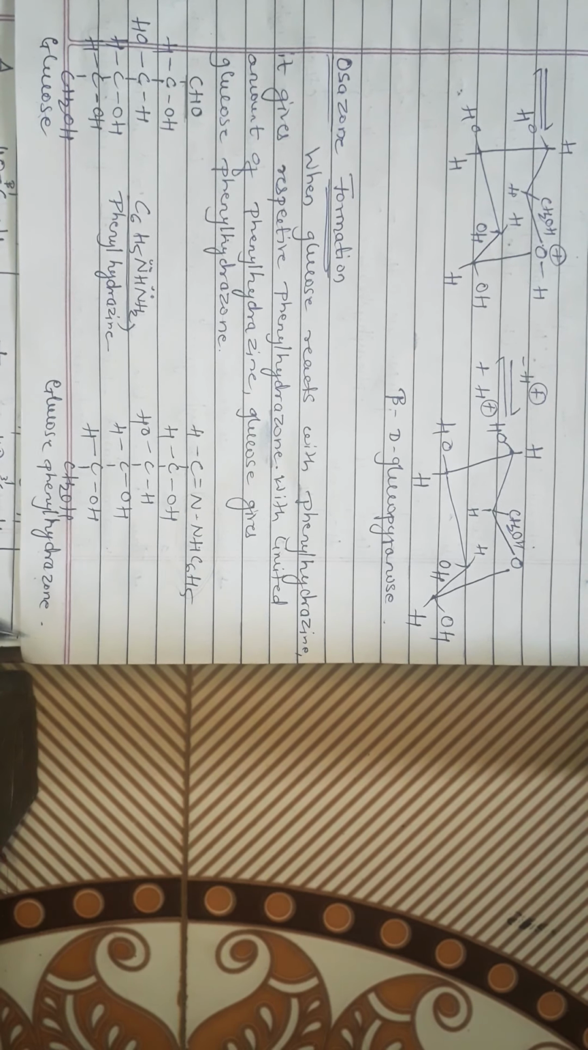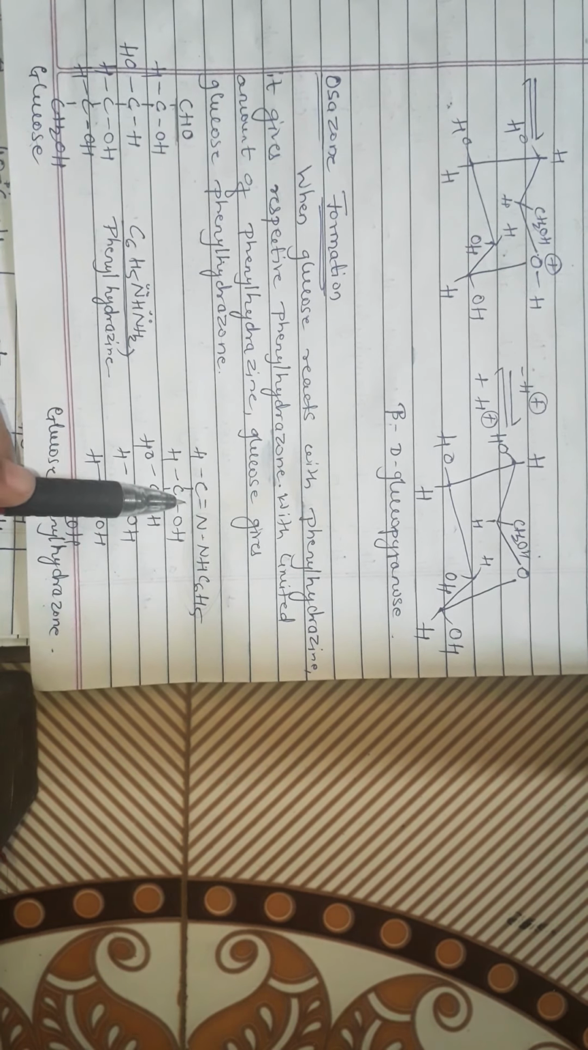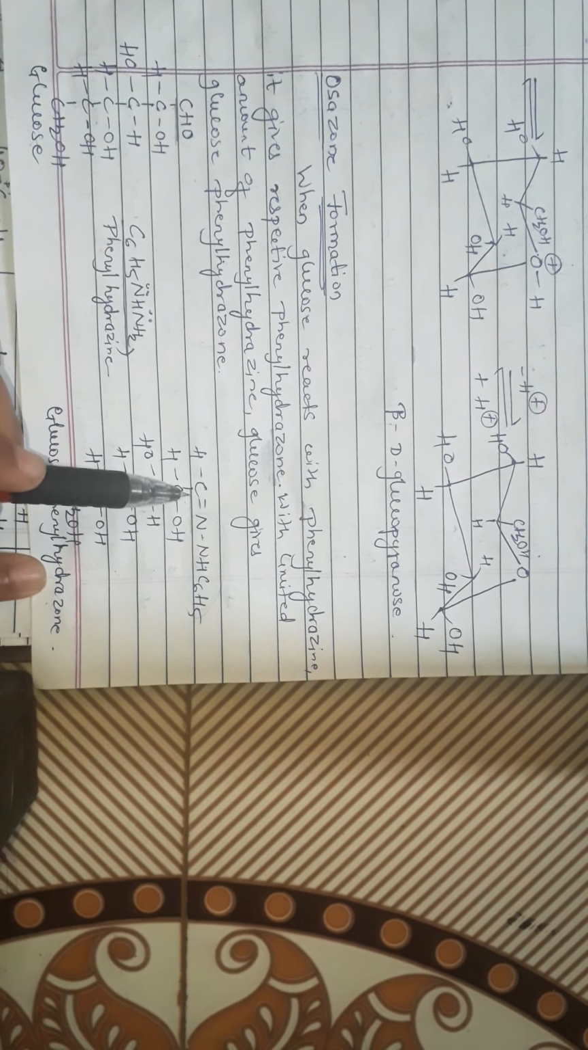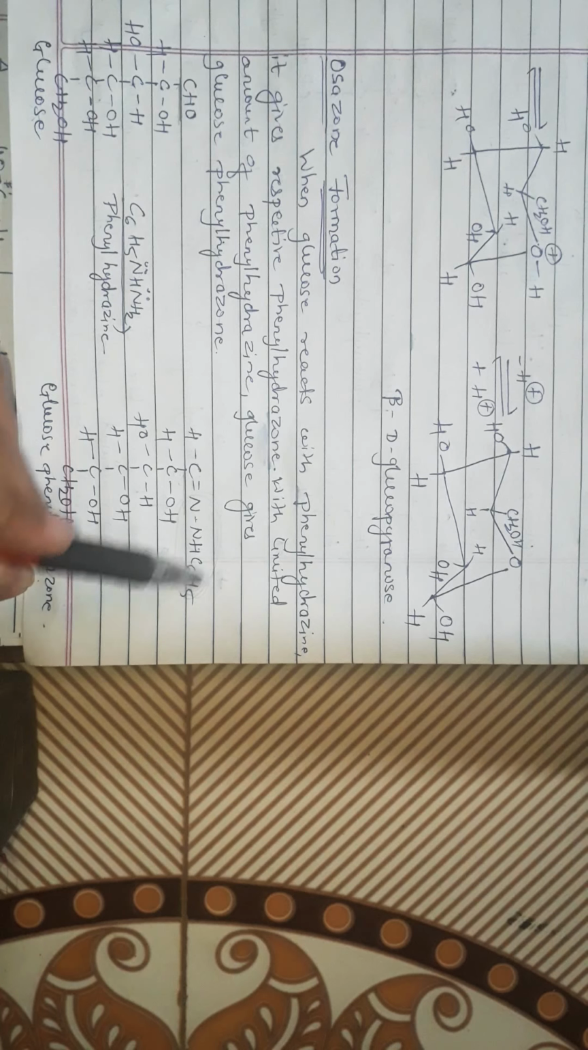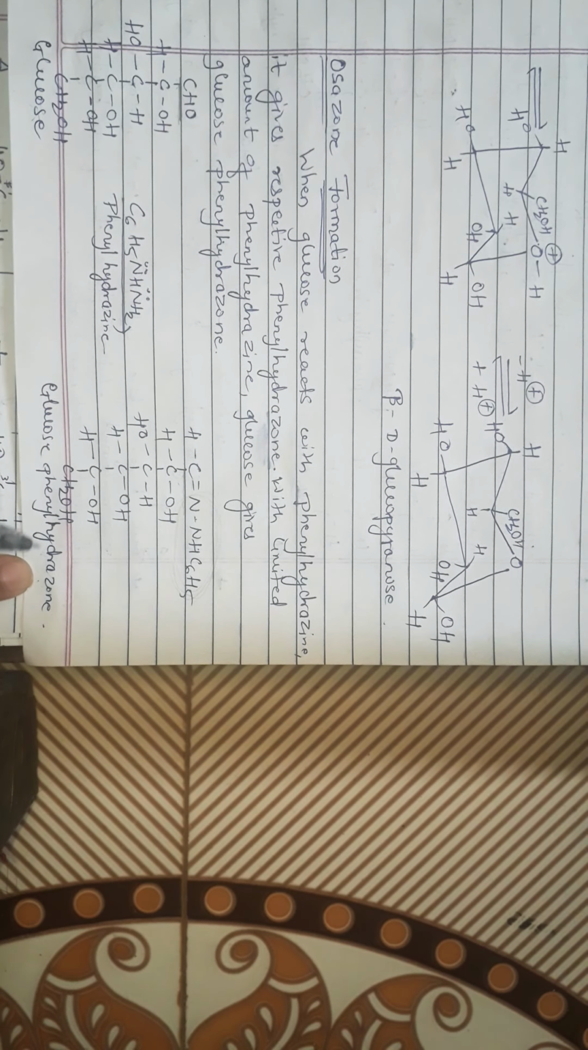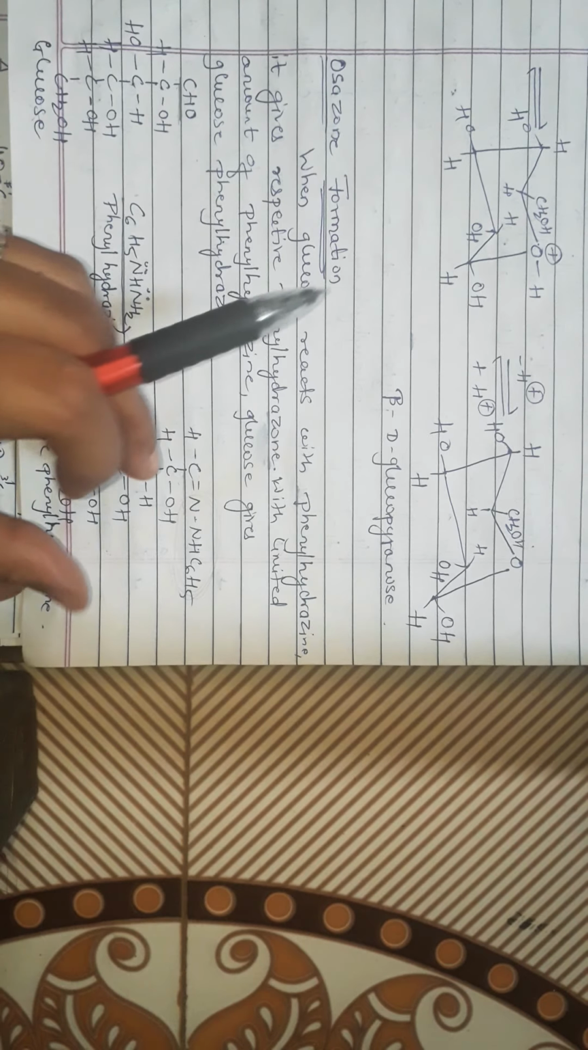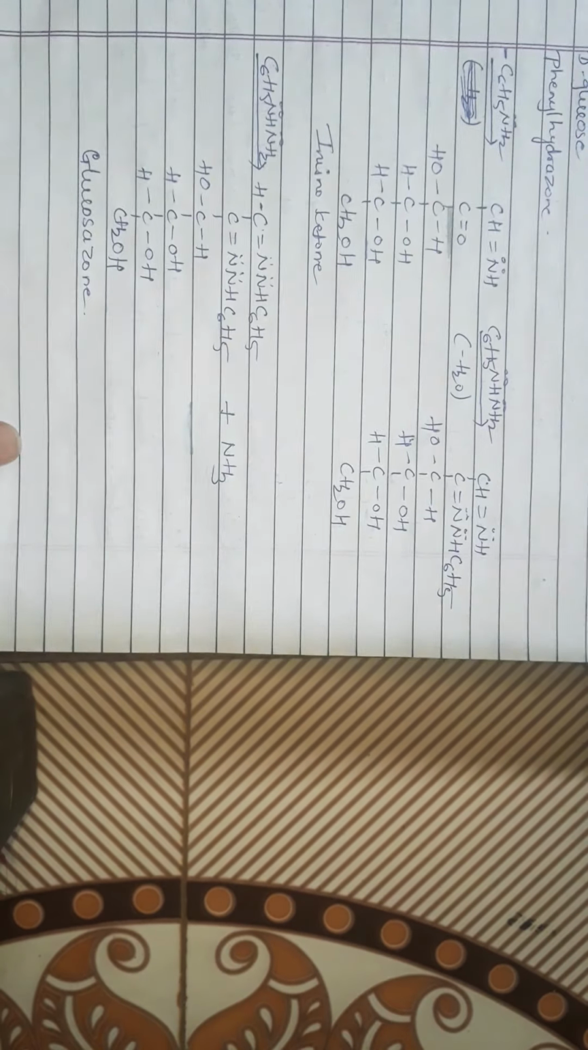The main difference between hydrazine and hydrazone is that here you can see there is a double bond between carbon and nitrogen. When there is a formation of this carbon and nitrogen double bond with this group, that is called hydrazone formation. Now we are going to study osazone formation.